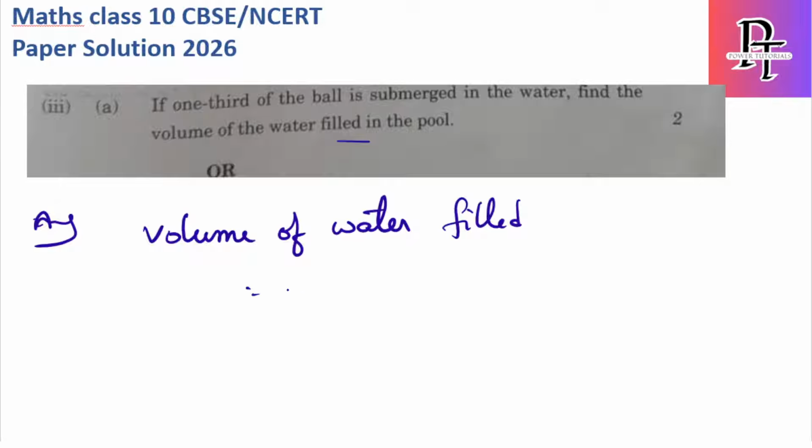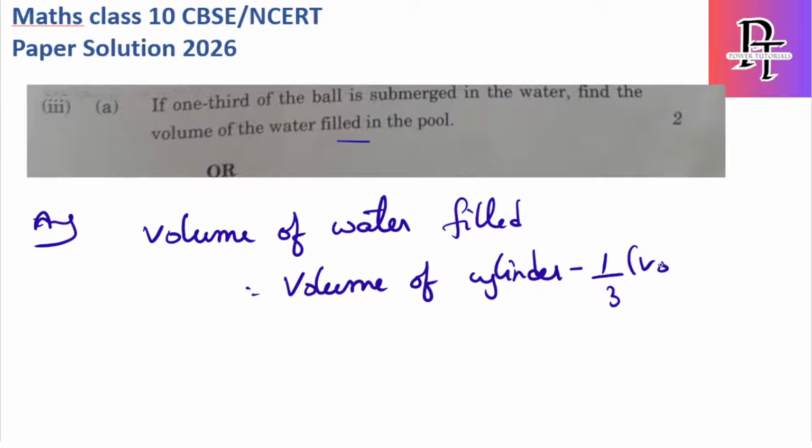So let's start with A part. 1/3 of the ball is submerged in water. Find the volume filled in the pool. Volume of water filled in pool, we have to find, is nothing but volume of cylinder minus 1/3 of volume of ball.